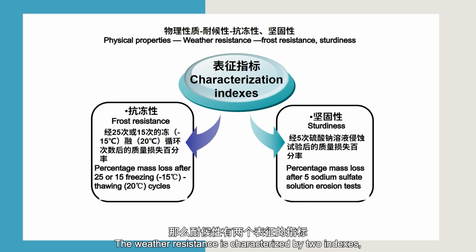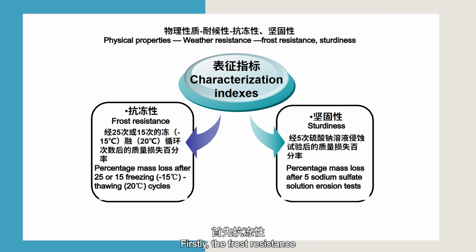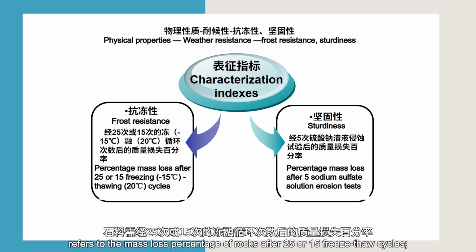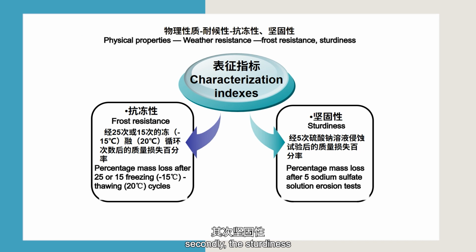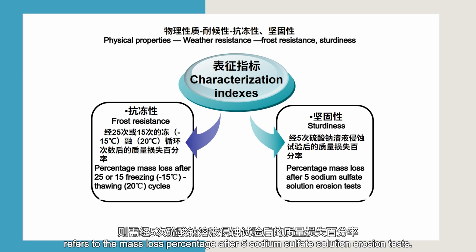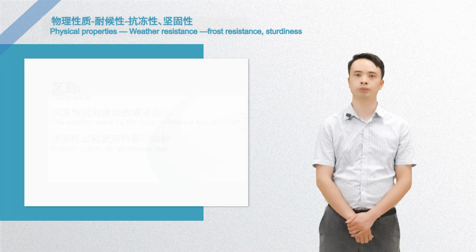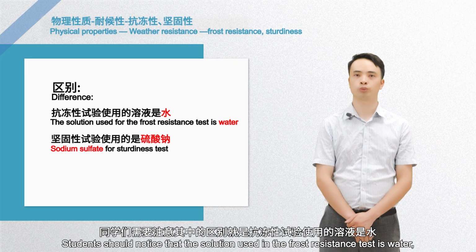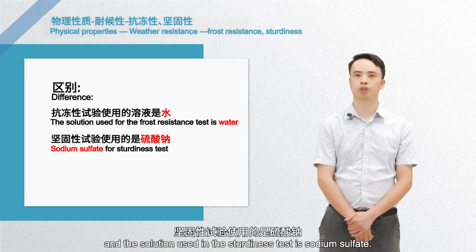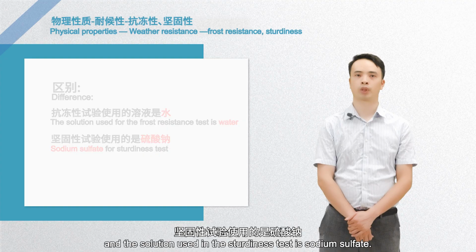The weather resistance is characterized by two indexes, that is, frost resistance and sturdiness. Firstly, the frost resistance refers to the mass loss percentage of rocks after 25 or 15 freeze-thaw cycles. Secondly, the sturdiness refers to the mass loss percentage after 5 sodium sulfate solution erosion tests. Students should notice that the solution used in the frost resistance test is water, and the solution used in the sturdiness test is sodium sulfate.